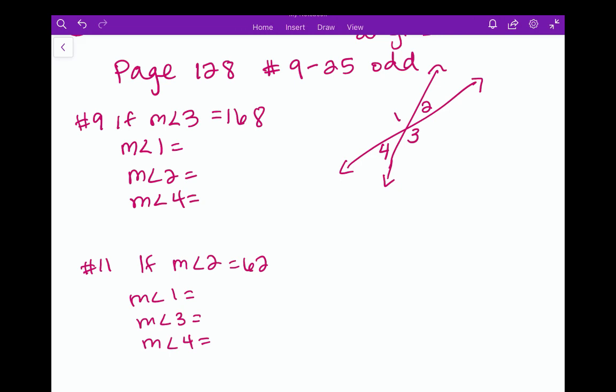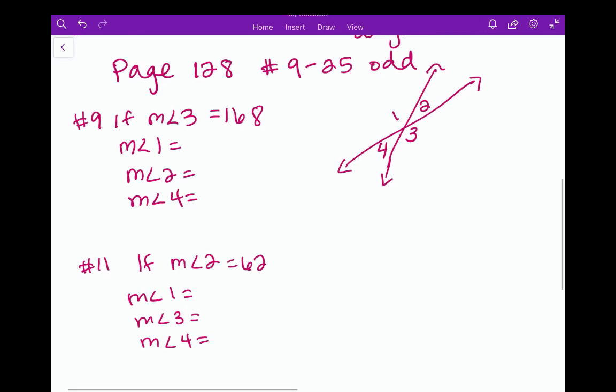So for number 9, you have this picture given in the book. It's a pair of scissors, but within the scissors, they show you the lines. And it says, if the measure of angle 3 is 168, then we need to find the other 3 angles. Well, I know that angle 1 and angle 3 are vertical angles, so angle 1 must also be 168. And I know angle 3 and angle 2 are a linear pair, which we know is going to be supplementary. So 180 minus 168 is going to be 12. And 2 and 4 are vertical, so that is also 12.